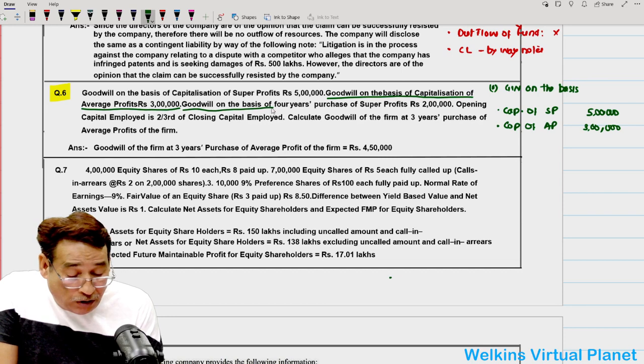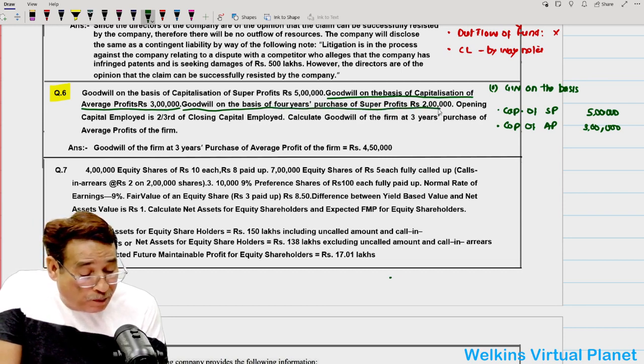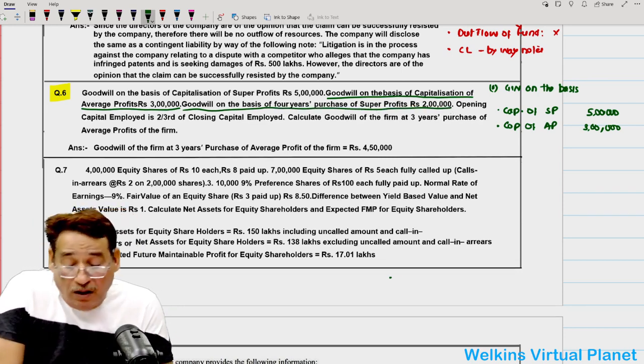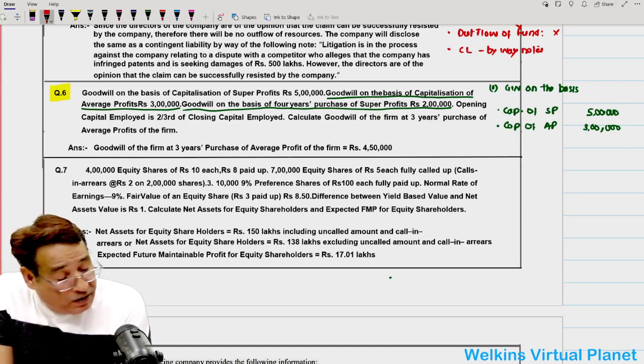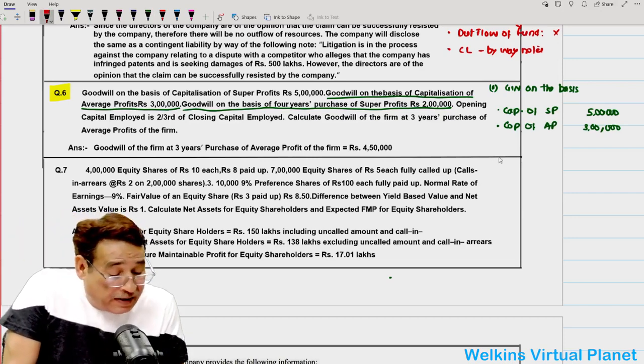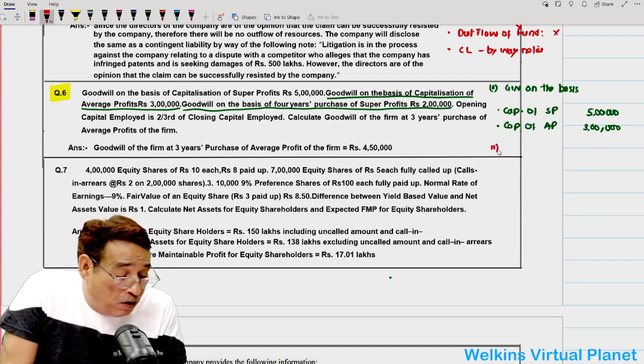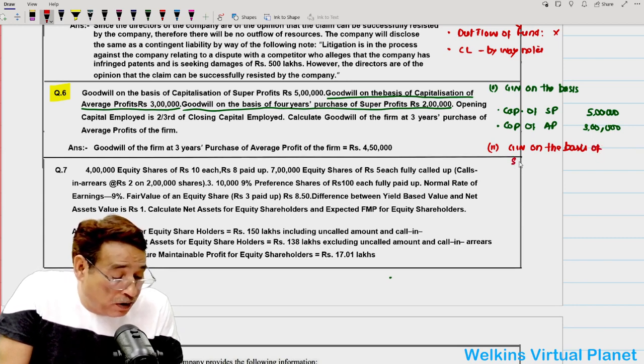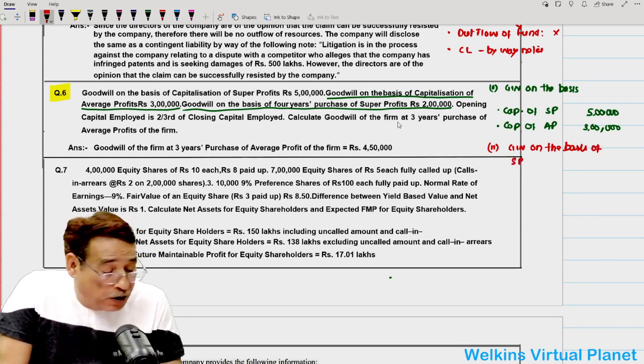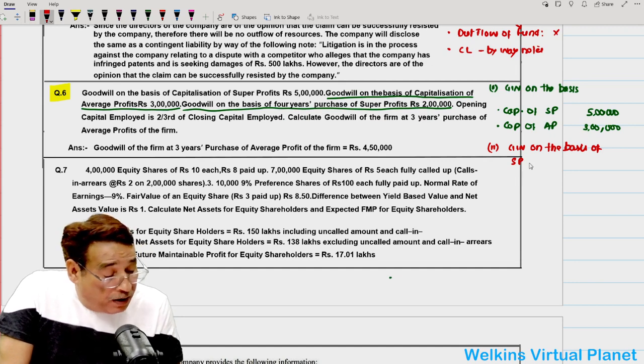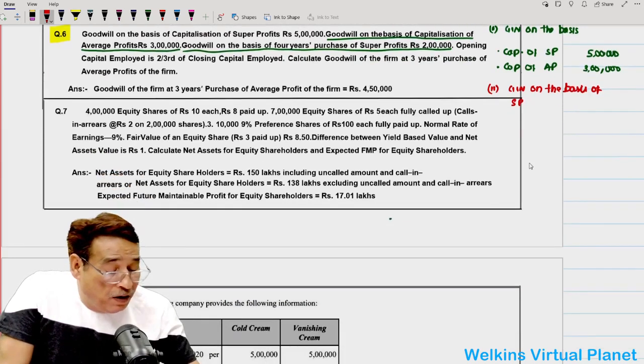further it is given that goodwill on the basis of 4 years purchase of super profit is equal to 2 lakh. It is given to us in the next line, goodwill on the basis of super profits at 4 years purchase. Now just pay attention.